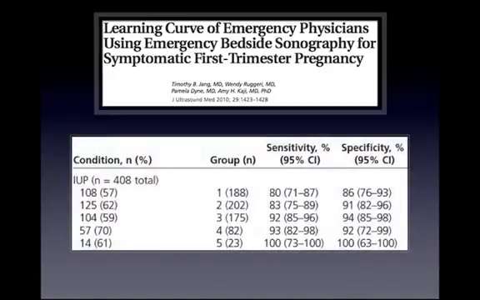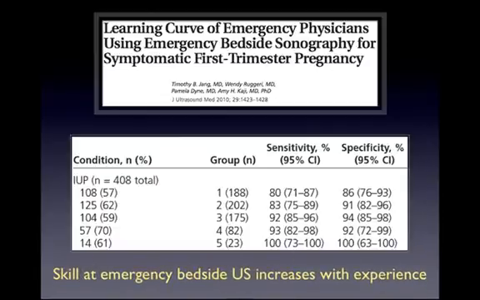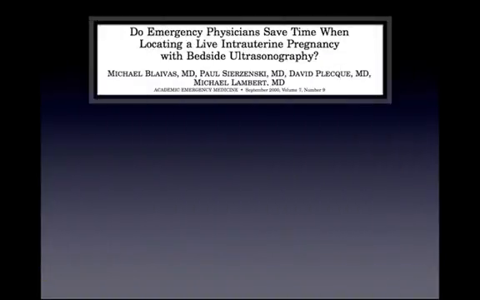Enrolling physicians grouped their scans by blocks of 10, with Group 1 having completed 1 to 10 scans, Group 2 having completed 11 to 20 scans, and so on. And what they found was that the sensitivity and specificity for identifying an IUP increased from 80% and 86% respectively for the first 10 exams to 100% sensitivity and specificity after 40 examinations were performed. So the take-home message is that the skill of emergency bedside ultrasound increases with experience.